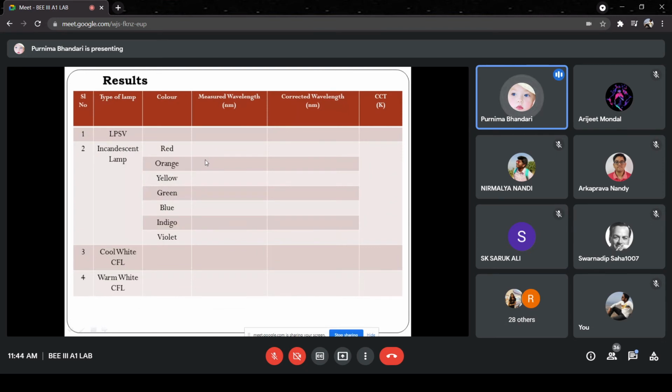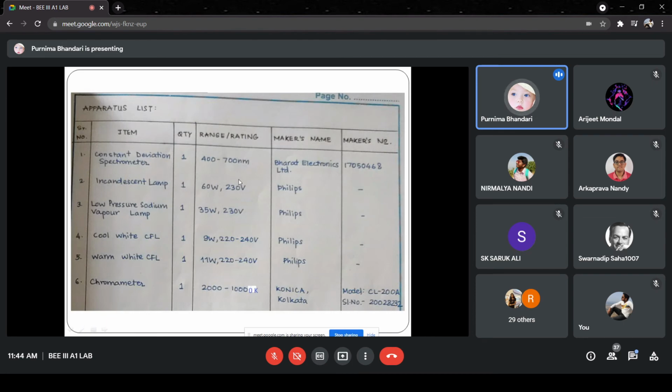So after the experiment, this is the way we have to present the result. First for SOx, we have to take the measurement, then what is the spectrum we are seeing, we have to write the wavelength in nanometer, and then we have to measure the CCT and also write it down. For CFL and warm white, we cannot point out the exact wavelength, so we have to write the range of the wavelength.